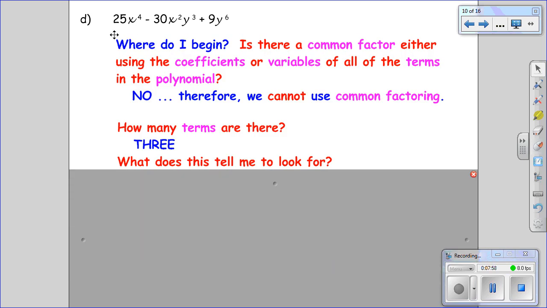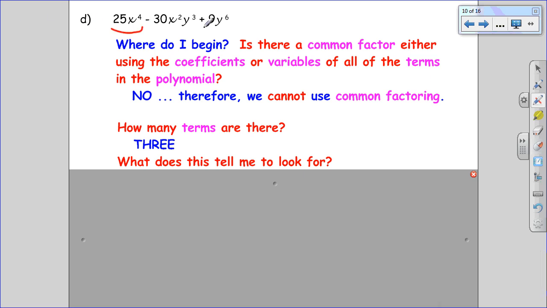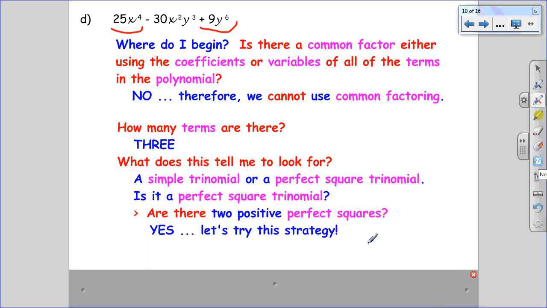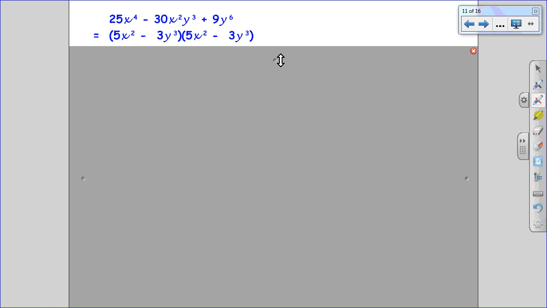If I look, I have 25x to the fourth. Well, that's a positive perfect square. 9y to the sixth, that's also a positive perfect square. So I am going to try and factor it as a perfect square trinomial. So when I do that, I need to square root 25x to the fourth, which is 5x squared, and I need to square root 9y to the sixth, which is just 3y cubed.